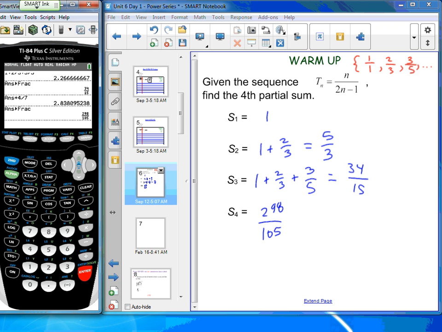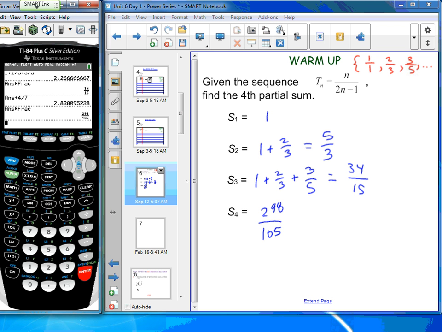As you consider, this is only four partial sums. There could be an infinite number of partial sums as we continue to extend this pattern and continue adding on subsequent terms. Does it appear as though this series converges to a finite number? Well, let's see. We went from 1 to 5 thirds, so 1 to 1 and 2 thirds. Then to 34 fifteenths, which is more than 2, then to 298 one-hundred-fifths. Does it look like this is going to converge to a finite value? No.